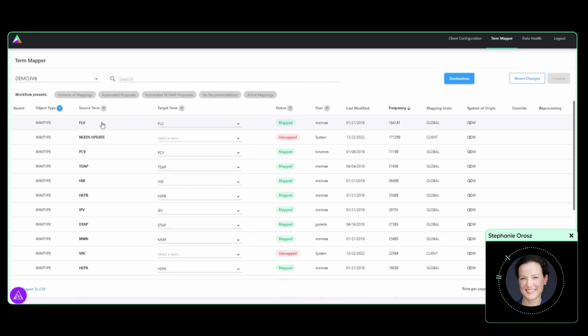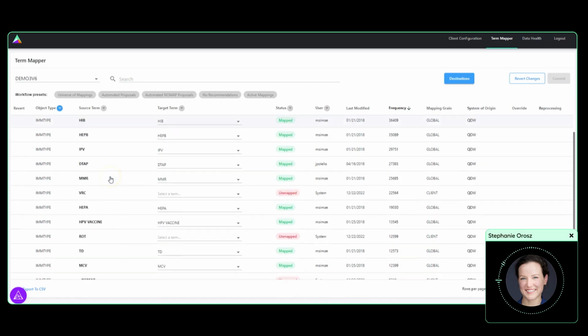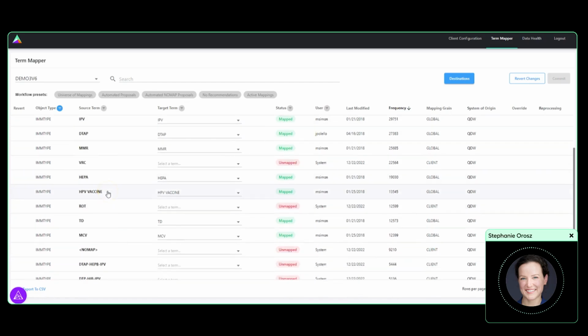Let's dig into the source term ROT, and this is the abbreviation that we see for the rotavirus vaccine. So we can see we've got a little over 12,000 instances of this particular ROT abbreviation, but it's unmapped. So we're missing capturing that 12,000 potential instances of meeting the numerator for this particular quality measure.